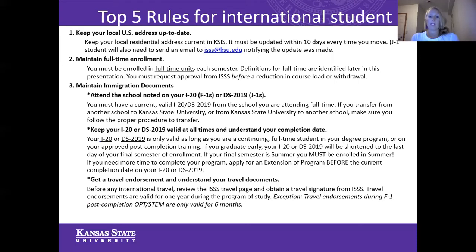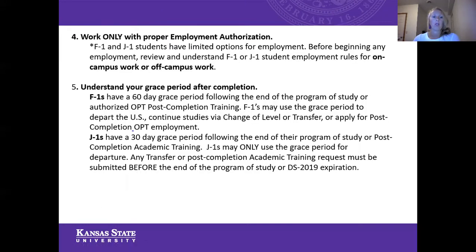Get your travel endorsement and understand your travel documents if you do plan to travel outside the United States. You must verify that you have the updated travel endorsement in the necessary section on your document. Number 4, work only with proper employment authorization. F1s and J1s are limited to working on campus. There is additional paperwork and authorization that would be needed if you have the interest of working off campus. Contact ISSS before you do this.